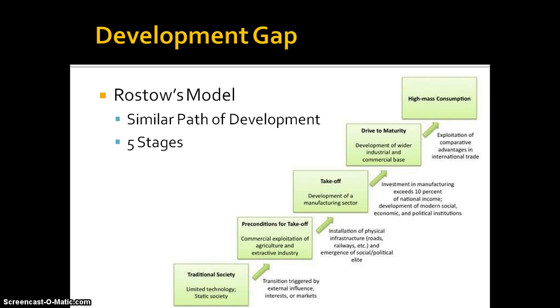If countries follow this recipe, they'll start at point A and end up at point E, which is high mass consumption. The idea is that if they do those things, they will follow these 5 stages and eventually end up where the Western European countries and the United States are today, in the age of high mass consumption. So we'll walk through these 5 stages of Rostow's model and look at the ideas behind them.